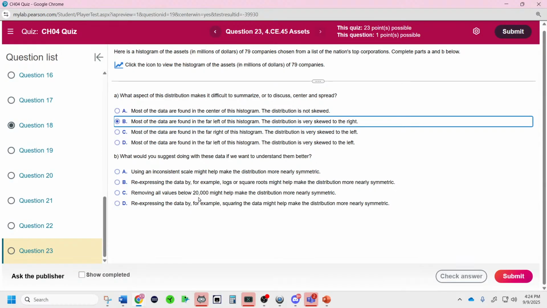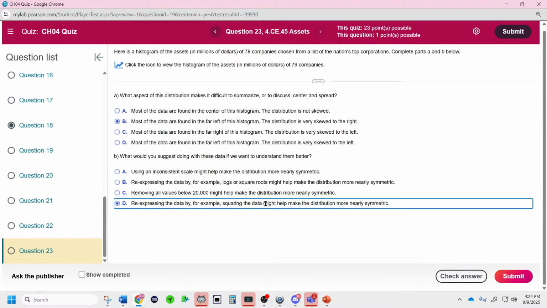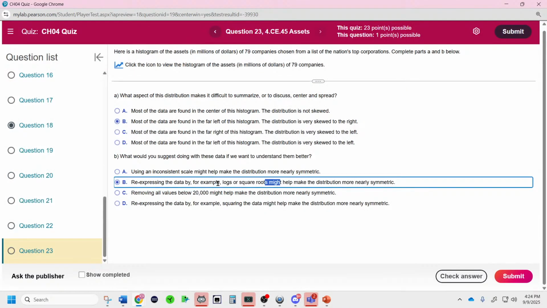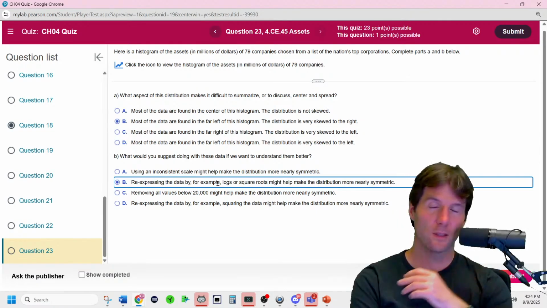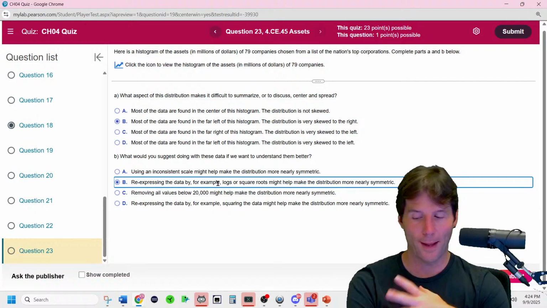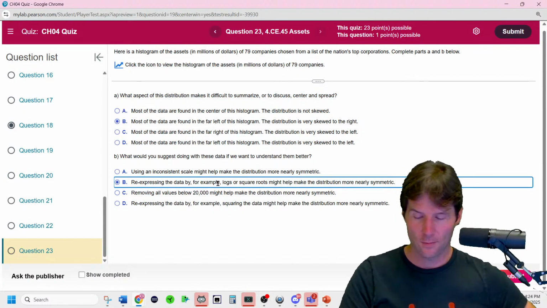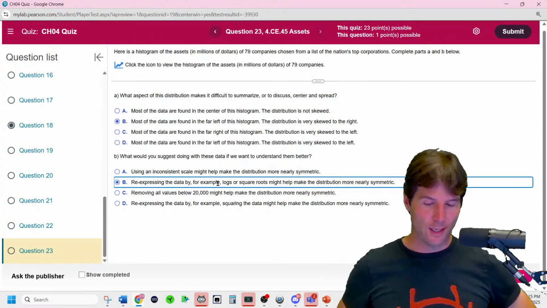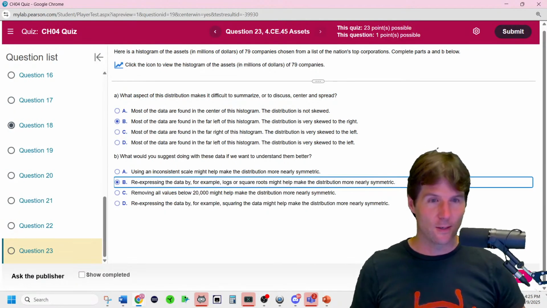What would you suggest doing with these data? You can take the logs. You don't want to square them, that'll make them bigger. Yeah, just log them. It's a kind of weirdish, more mathy question, but not that bad. The data is very, very right skewed, and you could end up logging the data.